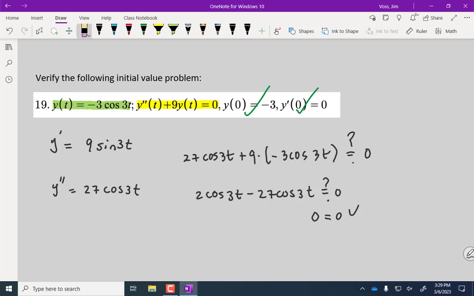How does he get 27 cosine? In the middle here, whoops, that's 27. This one here? Yeah. So we plug in y double prime right there, and then 9 times y, there's y, so it's 9 times negative 3. So we're plugging this function in for the y value right there. So it's going to be 9 times that, which is negative 27. And then they cancel.